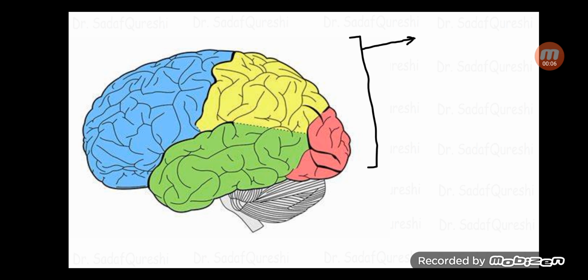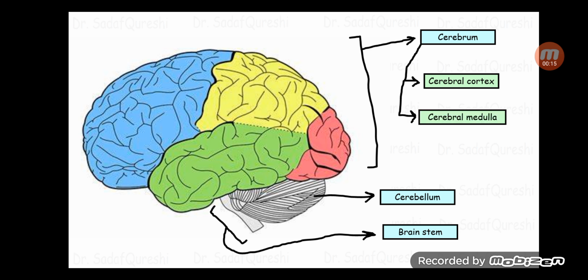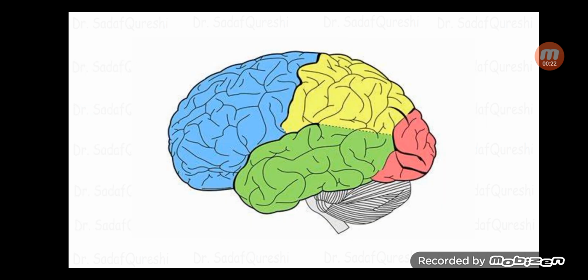Today we are going to talk about cortical areas of the brain. If we see this diagram, we can appreciate cerebrum, cerebellum, and brainstem. Cerebrum is divided into cerebral cortex, that is the superficial layer of cerebrum, and then we have cerebral medulla, that is the inner portion of cerebrum. Here in the diagram, the colored area is cerebral cortex.